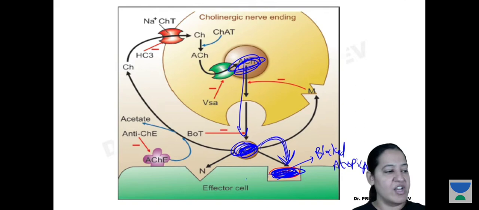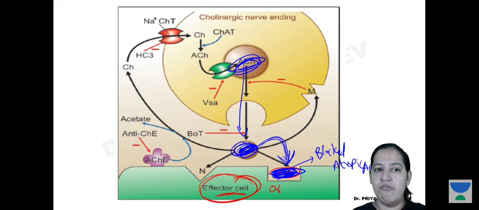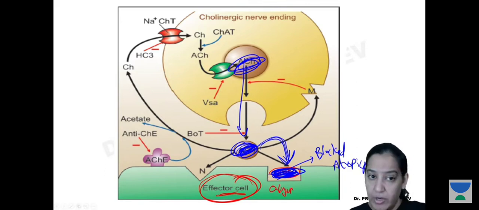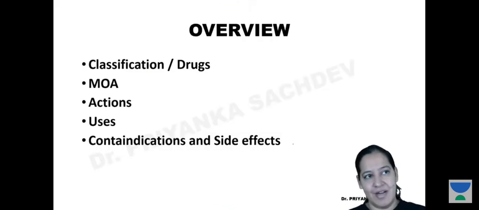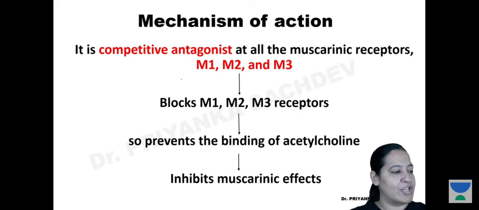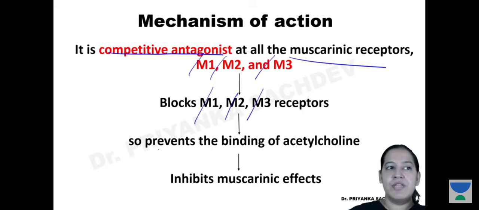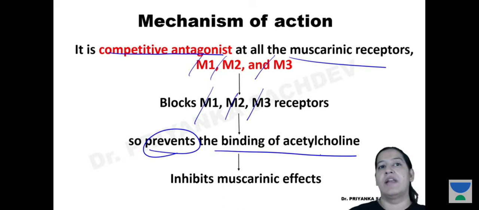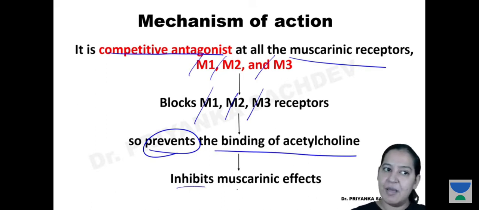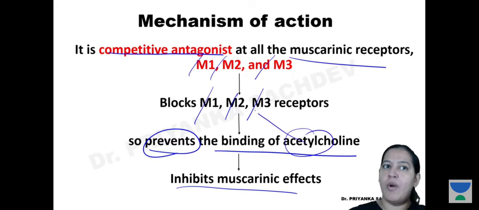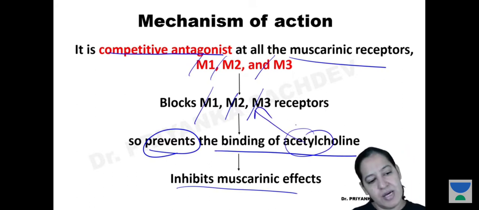Whatever function acetylcholine was supposed to perform on this particular organ, atropine will do the reverse of it. That is the anticholinergic or anti-muscarinic action. This is the mechanism of action. These drugs are competitive antagonists at the muscarinic receptors M1, M2, M3. They prevent the binding of acetylcholine with M1, M2, M3, so they inhibit the muscarinic effect which acetylcholine was supposed to show. So the reverse will happen. Yes Shoaib, I hope you got the concept.